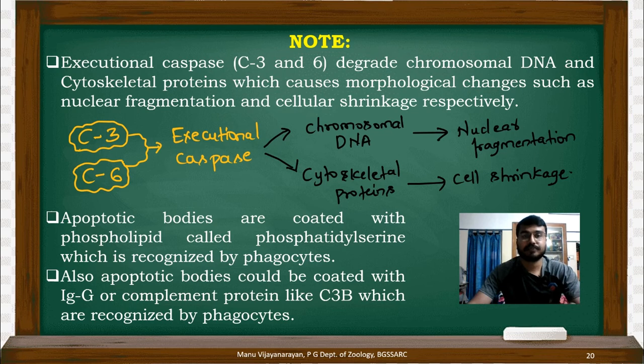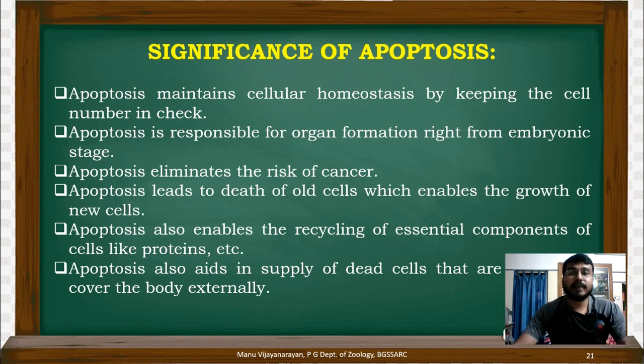So these two caspases, C3 and C6, play a very important role in creating the fragmentation and also help in the shrinking of the cells. Also, a point to remember here: the end point of apoptosis creates tiny fragments called apoptotic bodies, which are coated with a special phospholipid called phosphatidylserine. This phosphatidylserine is very well recognized by the phagocytic cells, which induces the process of phagocytosis. Sometimes the apoptotic bodies can also be coated with immunoglobulin G or IgG, which has a separate group of proteins like C3b, which recognize the phagocytic cells, and again phagocytosis can be easily induced.